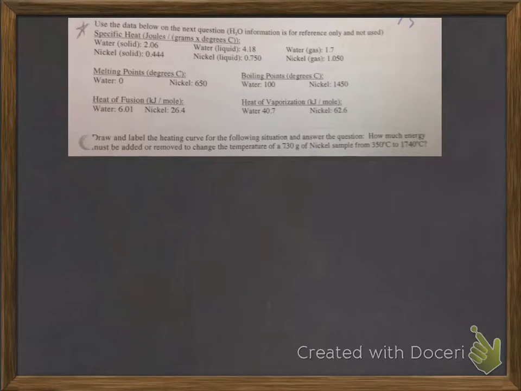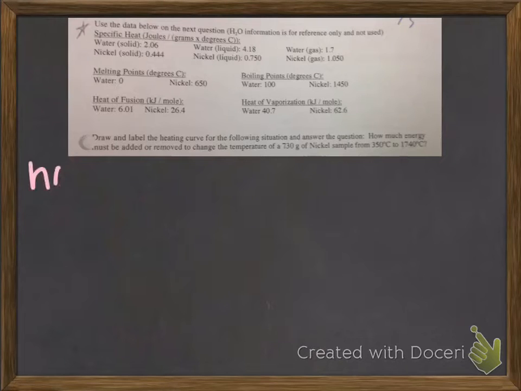And then the problem says, draw and label the heating curve for the following situation and answer the question. How much energy must be added or removed to change the temperature of a 730 gram sample of nickel from 350 degrees Celsius to 1,740 degrees Celsius?